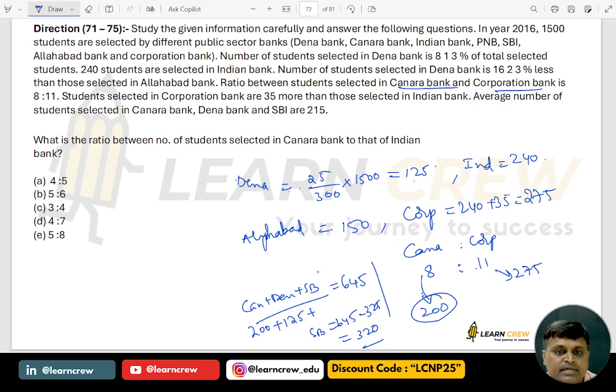Now if you see here, what is the ratio between the number of students selected in Canara Bank to that of Indian Bank? Canara Bank it is 200 and Indian Bank it is 240. So the ratio would be 5:6. 5:6 is the answer. So option B is the answer.